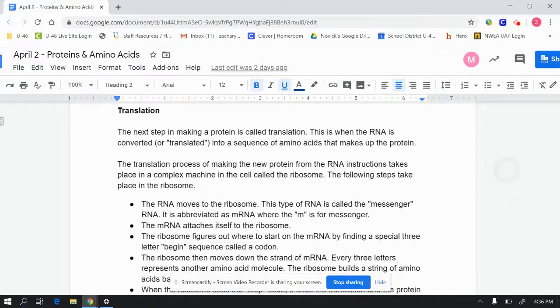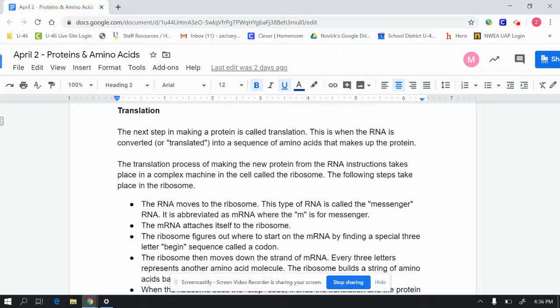Translation. The next step in making a protein is called translation. This is when the RNA is converted or translated into a sequence of amino acids that makes up the protein. The translation process of making a new protein from RNA instructions takes place in a complex machine in the cell called the ribosome. The following steps take place in the ribosome.